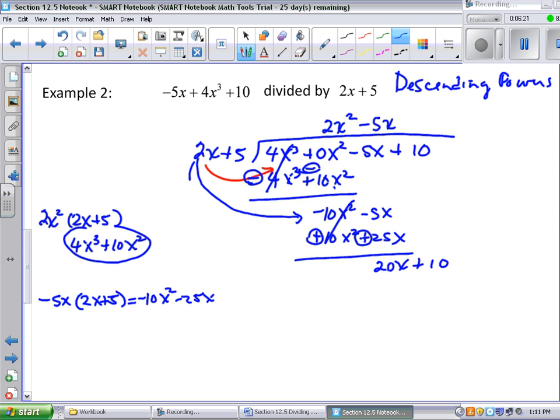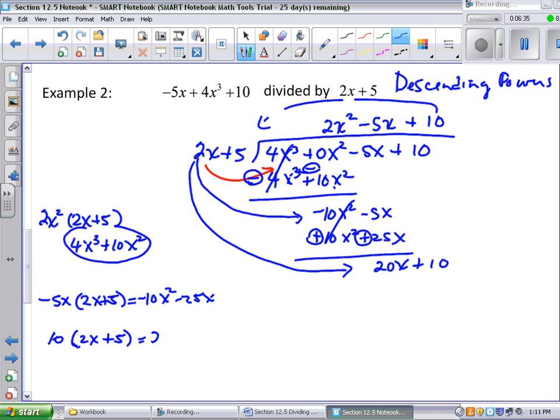So now I'm going to do the last division. 2x times what gives us 20x? 2x times 10. So I'm going to go through and multiply again. 10 times 2x plus 5 will give me 20x plus 50. Well, it looks like this one will have a remainder. 20x plus 50, because when I subtract, I'll change my signs. This one drops out and I'll have negative 40 left over.